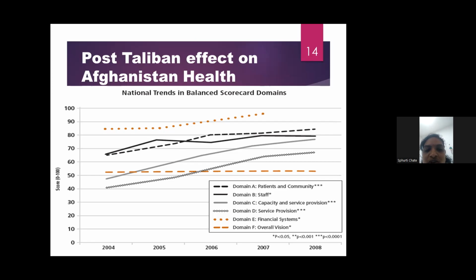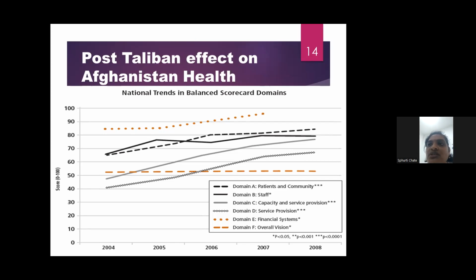So what they did was they had various domains. If you can see in this chart just below it, the black dotted line is domain A, which involves patients and community. Similarly, we have domains for staff, for capacity and service provision, then for financial systems and overall vision. So these things they studied by maintaining this balanced scorecard. They basically made a scorecard to track their health record.